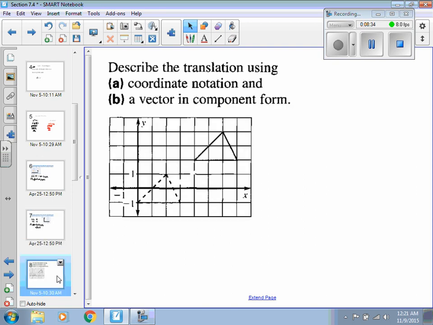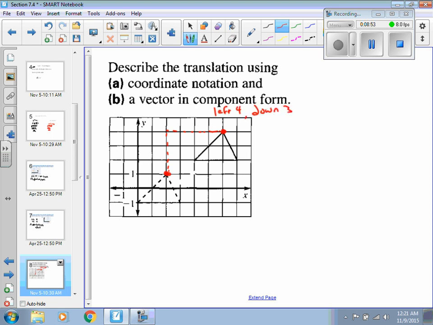Okay, we want to describe our translation using coordinate notation and a vector in component form. Here are 2 points. We're again going to go from the solid figure to the dotted figure. So this time we're going to move this way and this way. Okay, so we know we're moving left 4 units. We know we're moving down 3.